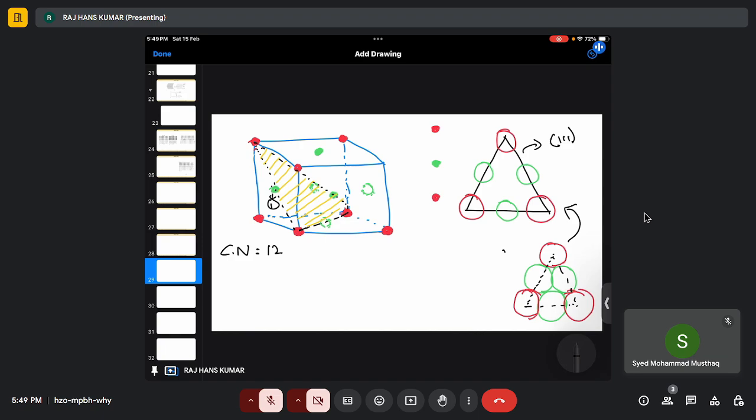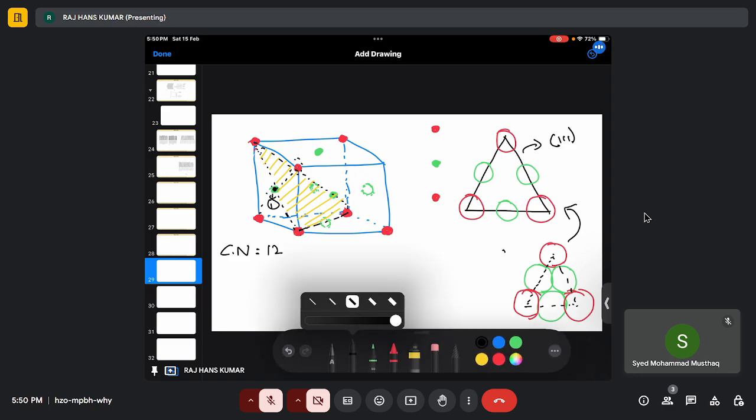So the coordination number is 12. Right? Now, if I assume this atom is my focus atom, okay. Now I have lost this bond, right? Because it is bonded with this, right? So I have lost this atom. That means, you know what?